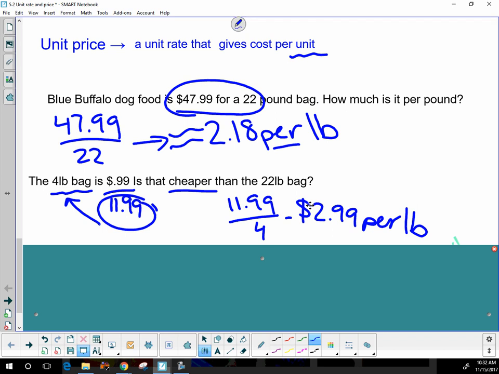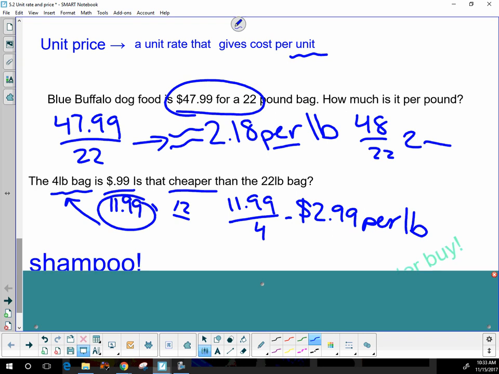Now, when you're shopping and you're looking for better values, you would round to about 48, right? And then divide by 22, you would see that's just over 2. It's going to be about 2 something. And this one, you could very easily see that you round this to 12, and it's closer to $3 per pound. So in this particular case, the big bag is the better buy. And what I mean by better buy is you get more value for your dollar. This is the same type of dog food, but it's cheaper if you buy the bigger container.